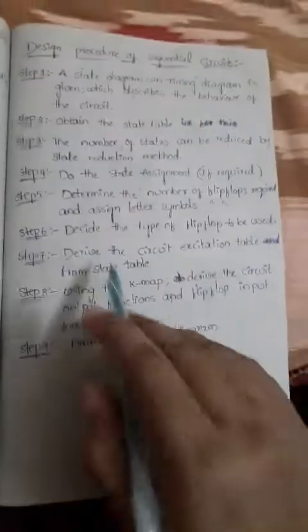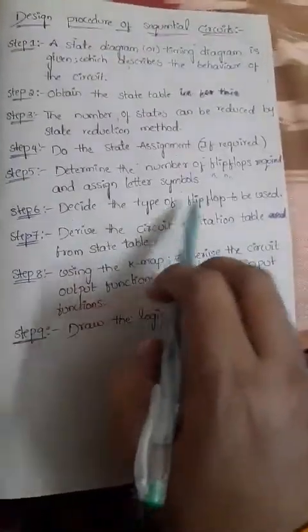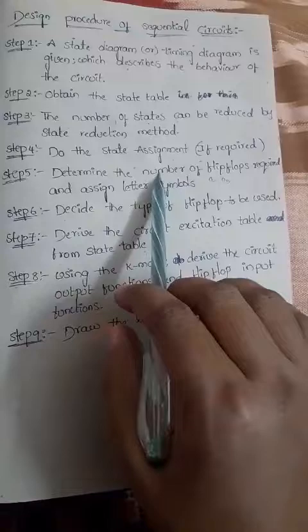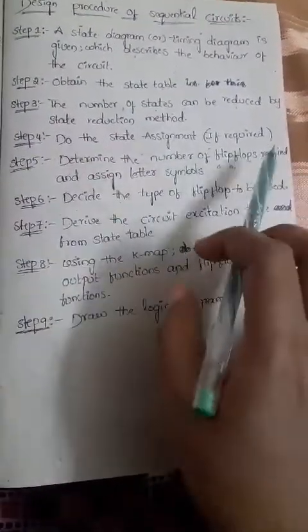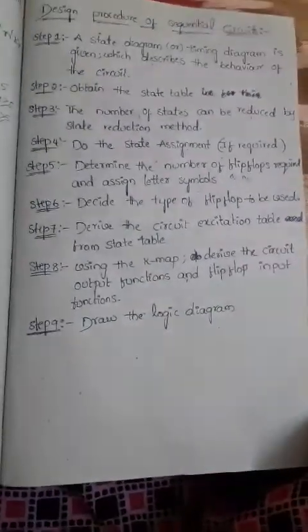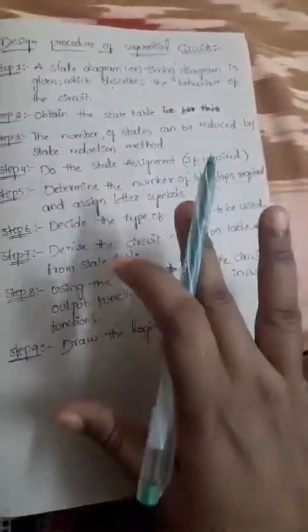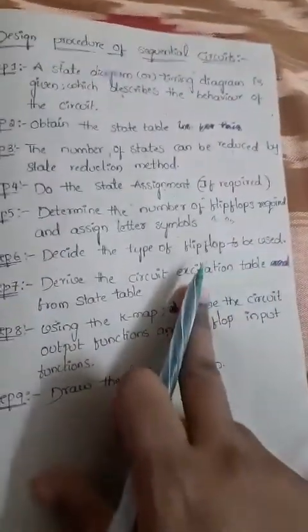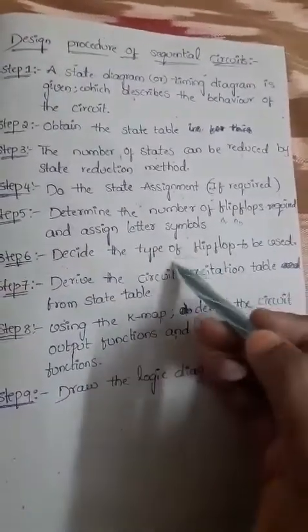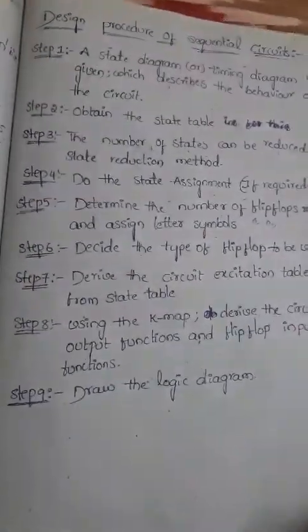Now coming to step 6: decide the type of flip-flop to be used. Already how many flip-flops are required has been decided. Step 6 is which flip-flop we are using. The flip-flops are classified into 4 or 5 types, right? Like SR, D, JK and T. Which flip-flop we have to use will be mentioned here. For example, if we are taking the JK flip-flop, then mention in step 6 that we are using the JK flip-flop.